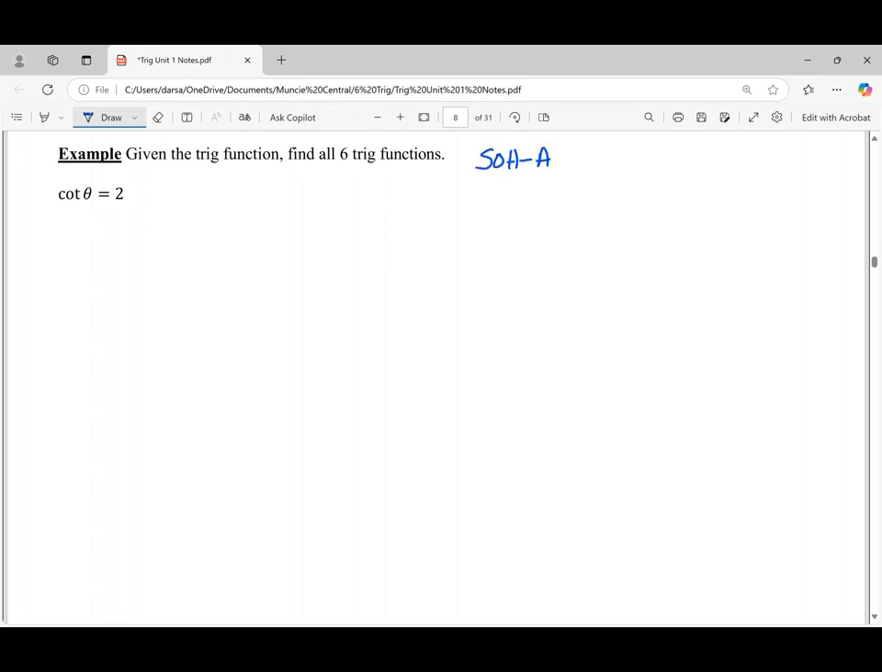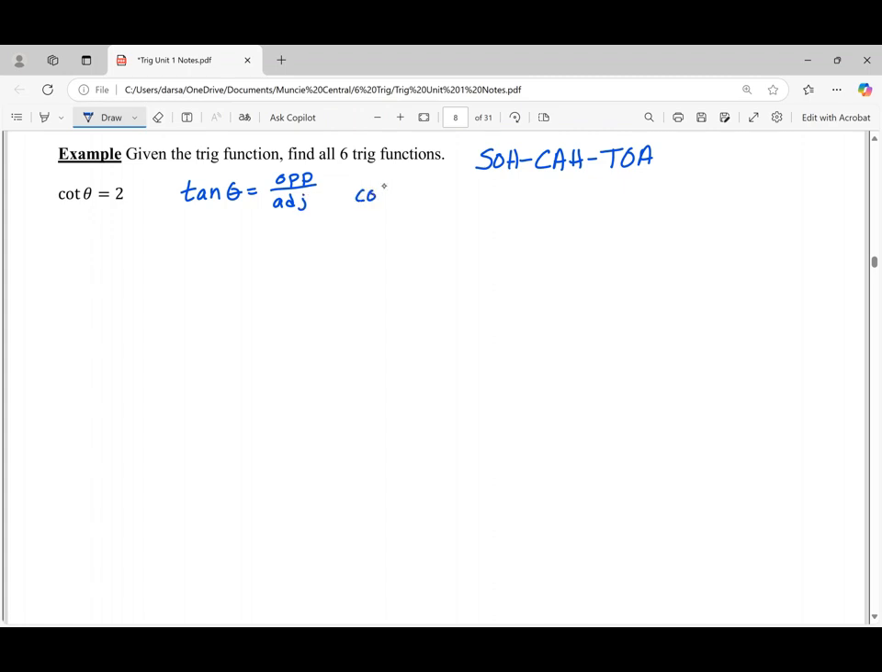SOH CAH TOA. What we have here is not sine, cosine, or tangent, but cotangent. Remember, cotangent is the reciprocal of tangent. So let's think about this for a minute. Tangent of theta is its opposite over its adjacent, TOA.